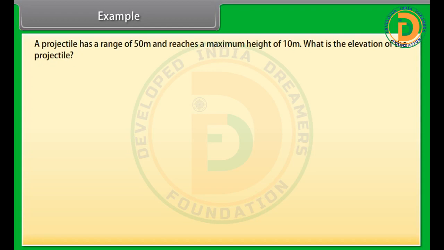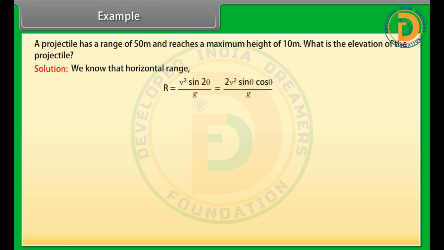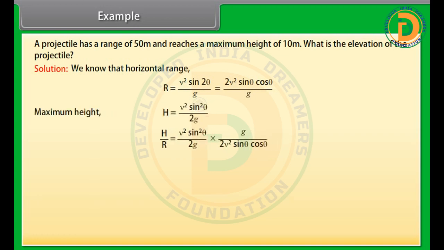Example. Let's take an example of projectile motion. A projectile has a range of 50 meter and reaches a maximum height of 10 meter. What is the elevation of the projectile? Let's see the solution. We know that horizontal range is equal to v² sin 2θ / g. We derive the relation between height and range as h/R = (1/4) tan θ. On calculating this equation, we get the value of θ equal to 38.66 degrees.